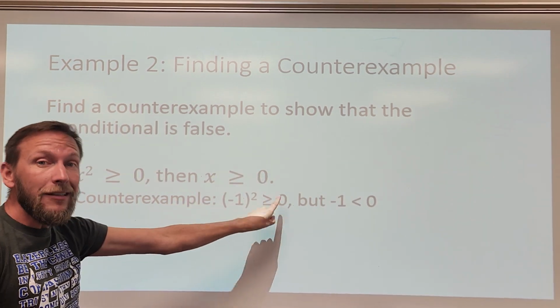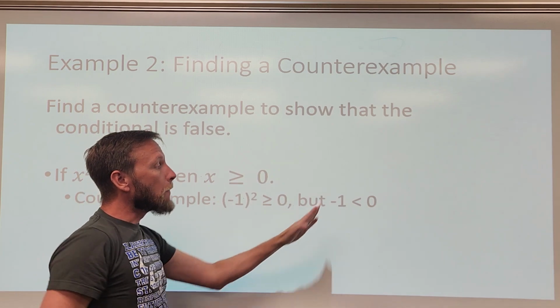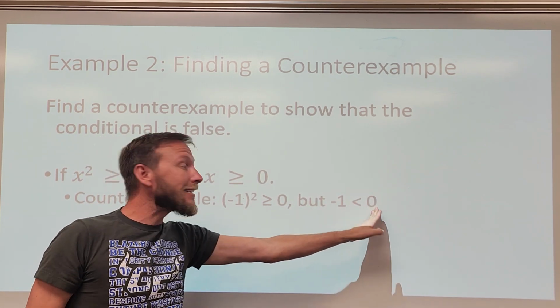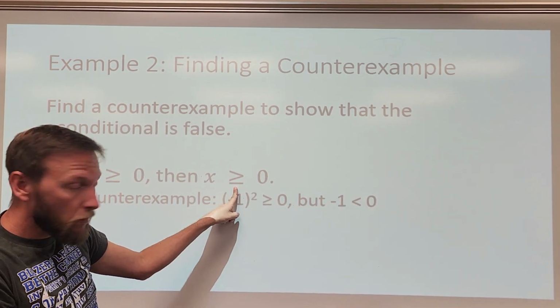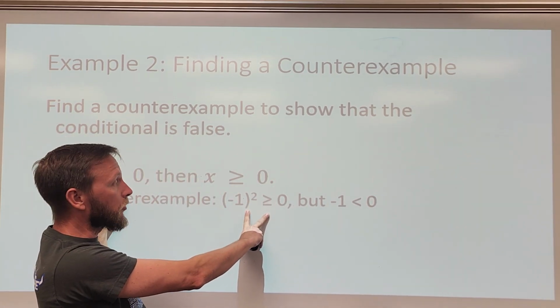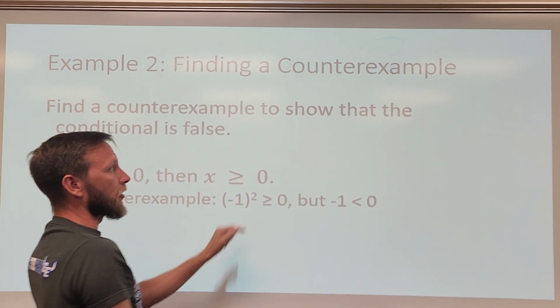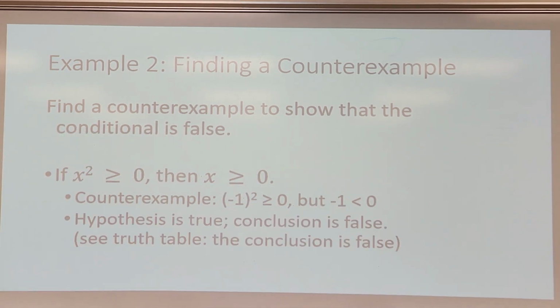Negative 1 squared is greater than 0. Negative 1 times negative 1 is positive 1, which is greater than 0. But negative 1 is less than 0. It is not greater than or equal to 0. So here our hypothesis is true in our counterexample, but our conclusion is not greater than or equal to 0, right? It's something different. And so you want to make sure that you think through it in that way.